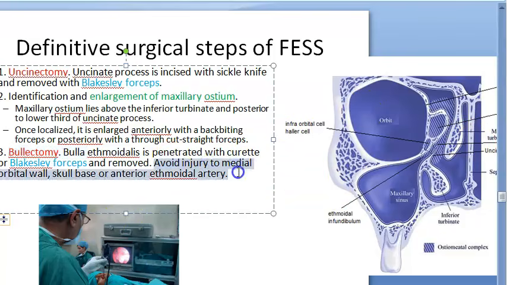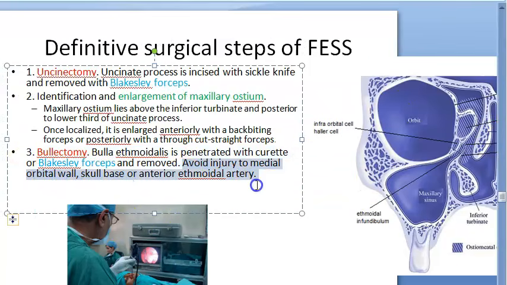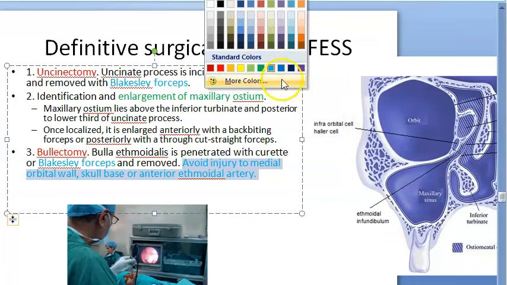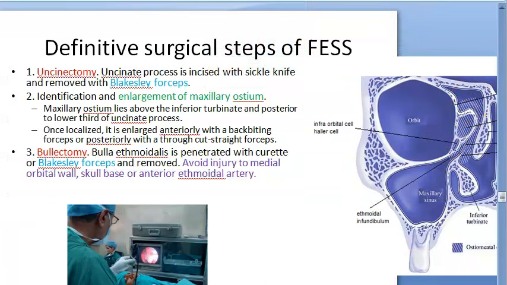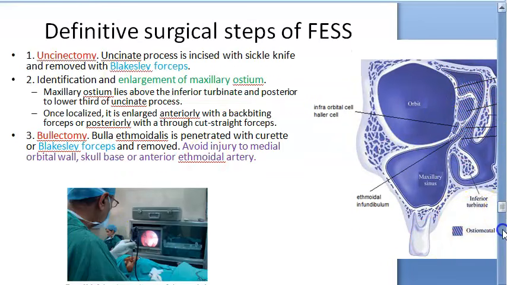Okay, and what you should do is avoid injury to the medial orbital wall, skull base or anterior ethmoidal artery. So when you're doing this, you should be careful. Don't injure the medial orbital wall. Where is that here? What are they trying to do? They are trying to penetrate this bulla ethmoidalis and remove it. So you should avoid injury to the medial orbital wall, the skull base and the anterior ethmoidal artery. So be careful when you are doing this bulla ethmoidalis part of it. Okay, then we will move on.